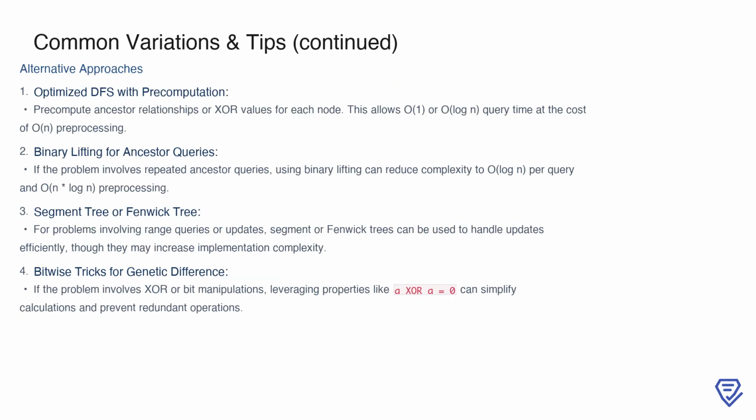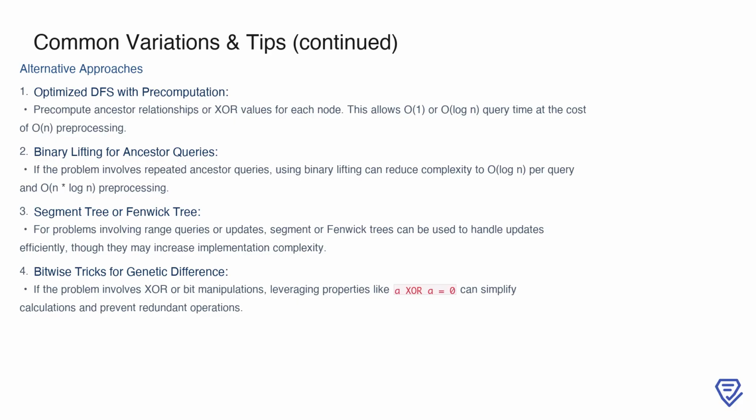There are several alternative approaches you can consider to optimize your solution further. One common strategy is using an optimized DFS with pre-computation. For example, you can pre-compute ancestor relationships or XOR values for each node, which allows you to achieve constant or logarithmic query time, although this comes at the cost of pre-processing time. Another powerful technique is binary lifting for ancestor queries. If the problem involves repeated ancestor lookups, binary lifting can reduce query complexity to O(log n), while keeping pre-processing at O(n log n).